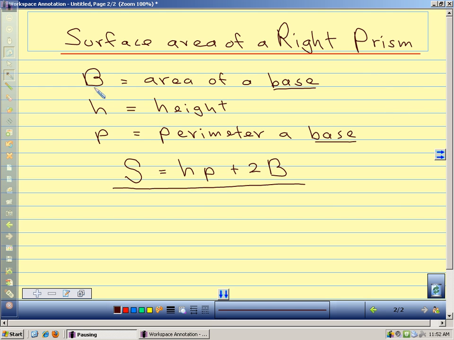Now this capital B, this area of the base, this is why what we did last chapter, finding area of all those different kinds of shapes, is important, because we're going to have prisms that have triangles as bases, trapezoids as bases, hexagons as bases, parallelograms as bases. So we need to be able to find the area of those different shapes to figure out the surface area of our prism. So our area formulas from last chapter are still really important for what we're doing.